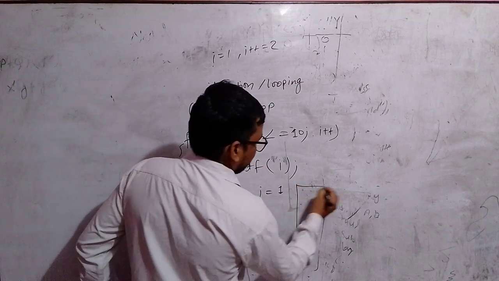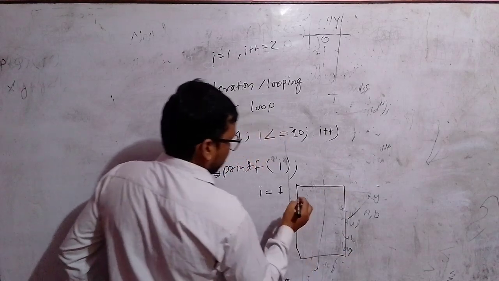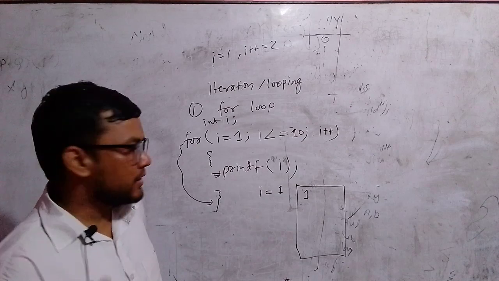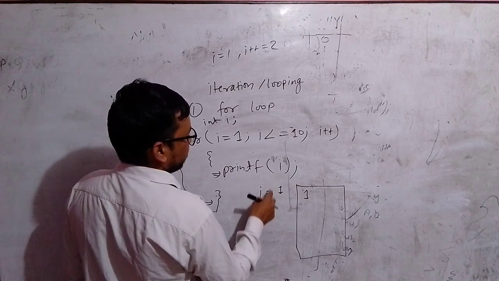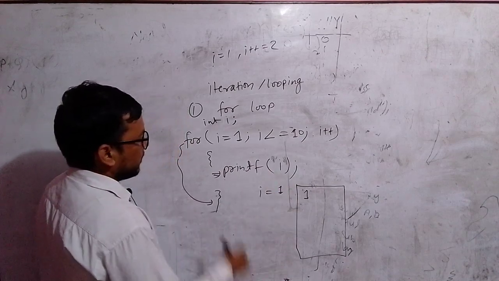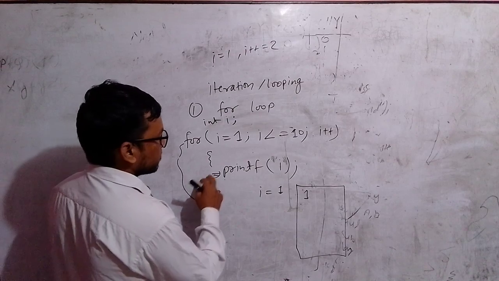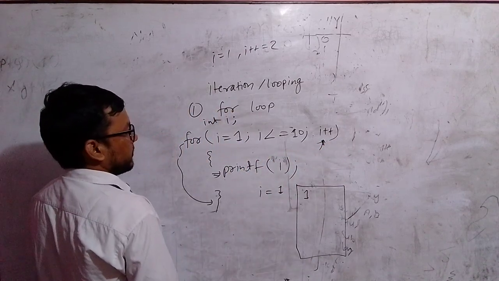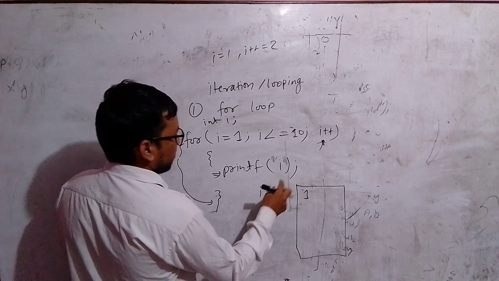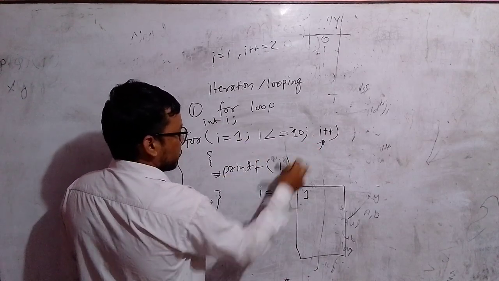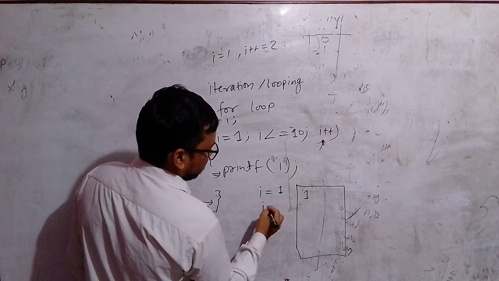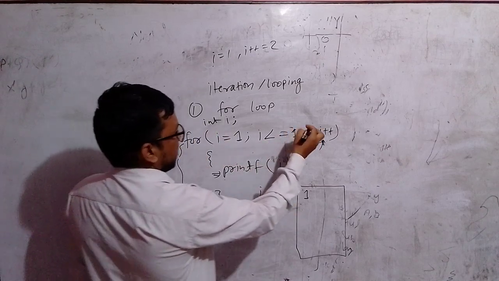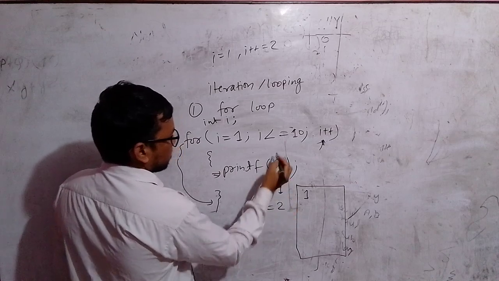Suppose this is our screen. It prints 1 because we are printing the value of I. What is the value of I in this case? 1. Now, after executing this statement, it goes to the increment or decrement. The value of I is 1 till now, and I plus plus makes the value of I 2. Now the condition will check 2.